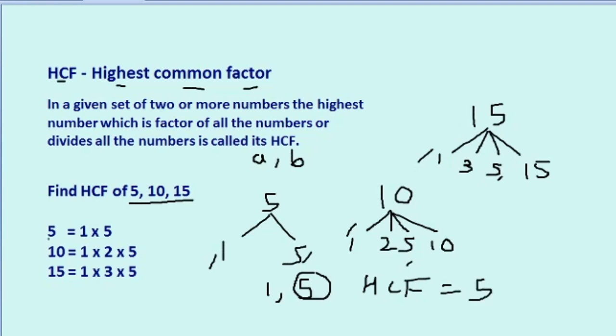Let's see, we can solve it like this also. 5 we can factorize into 1 into 5. 10 we can factorize into 1 into 2 into 5. And 15 we can factorize into 1 into 3 into 5. Now if you see here, 1 is common in all the three numbers. Then we have 5, which also is common in all the three numbers. But 2 is not common in any other number, and 3 is not common. So 1 and 5 are our remaining numbers. Out of 1 and 5, which is the highest common number? It is 5. So we call HCF 5.